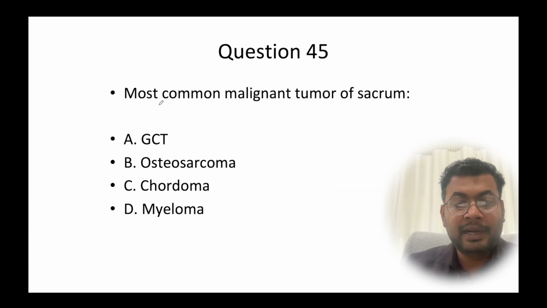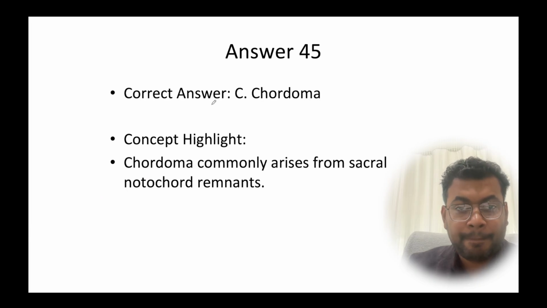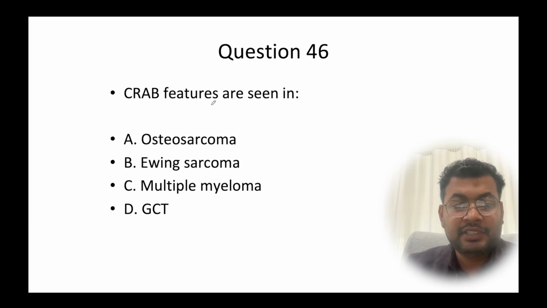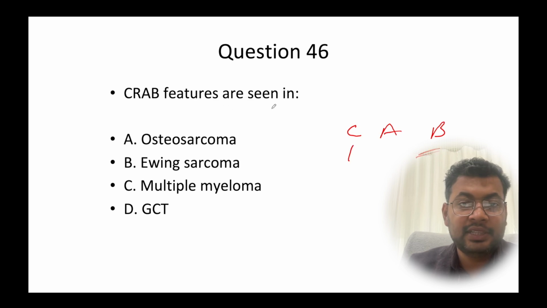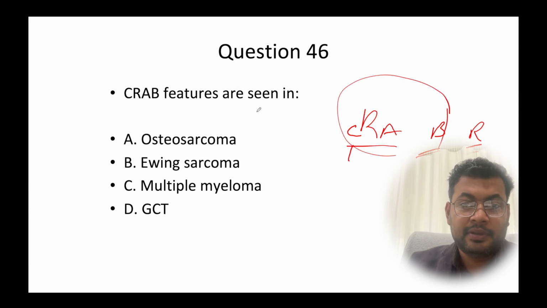Most common malignant tumor of sacrum is, we have already repeated this question, chordoma. So chordoma is most commonly seen in the sacrum, and the most common malignant tumor of the sacrum is chordoma. CRAB features are seen in: C for hypercalcemia, A for anemia, B for lytic lesions in the bone, and R for renal dysfunction. So CRAB is seen in multiple myeloma.